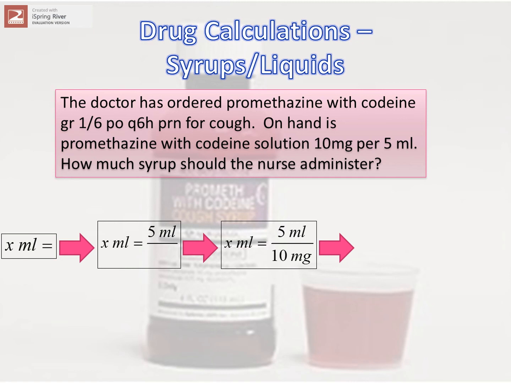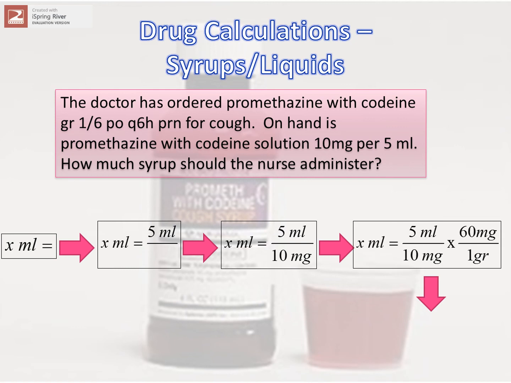We use our conversion factor. We know that there are 60 milligrams in 1 grain, so that's our conversion factor. We know the milligrams are on top of that because milligrams were on the bottom of the previous portion, so we need to cancel out. 1 grain is on the bottom. We don't want grains on the bottom because it's not part of our requested unit, the milliliters.